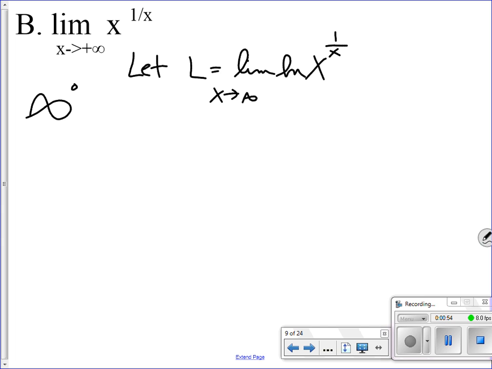Now, why would we bother doing that when we got indeterminate forms involving exponents? Why would we bother putting an ln in there? It brings the exponent down. It's no longer up there. That's why we do it.